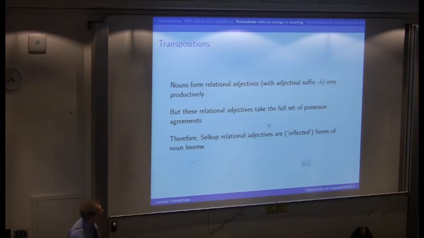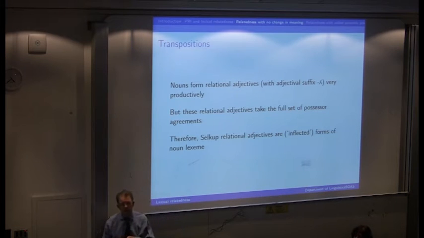If you can add this -le suffix to a possessed form of a noun, that shows that these adjectives really are inflected forms of the noun lexeme. They're part of the noun inflectional paradigm. It's just that they happen to be adjectives with all the morphosyntactic properties of adjectives. So this is one of our intermediate categories again. This is where it looks like a transposition, but it's a transposition which behaves more like inflection than derivation.